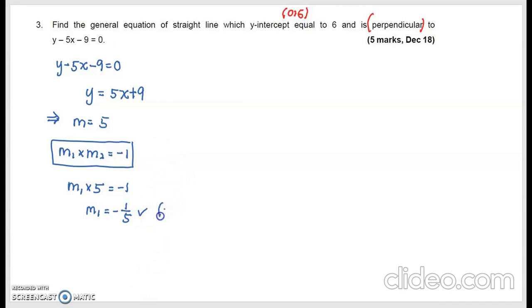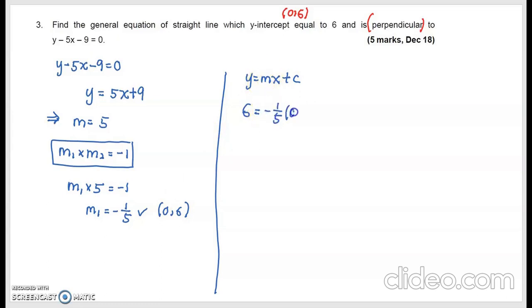And the point is (0, 6). So equation of the straight line, y equals mx plus c. So where the point, we need to find the value of c. The y is 6, m is negative 1 over 5, x is 0, here is our x plus c. So means that 6 equals c because multiplied by 0 is 0. Therefore, the equation of the straight line will be y equals negative 1 over 5 x plus 6.